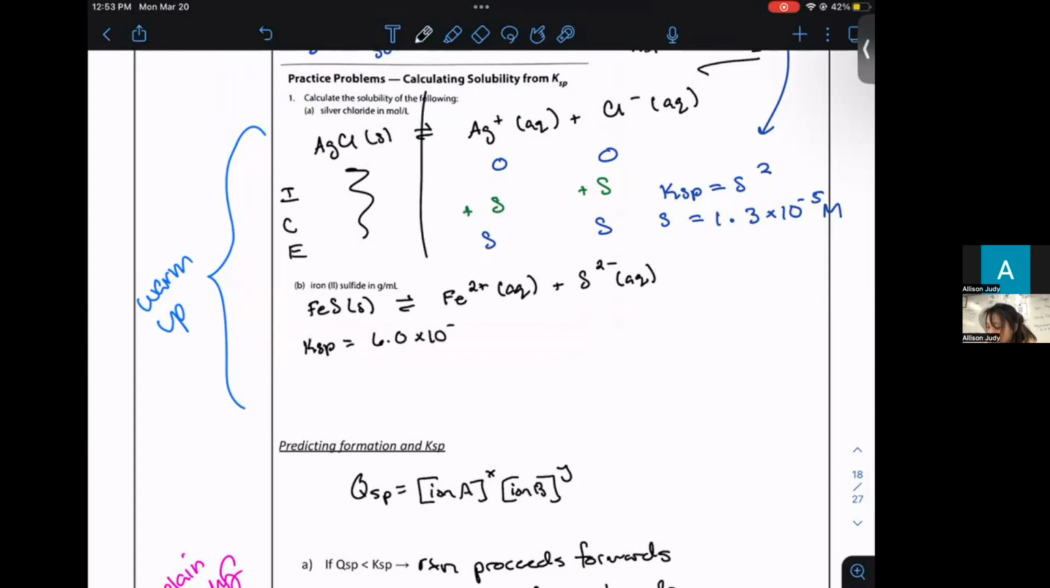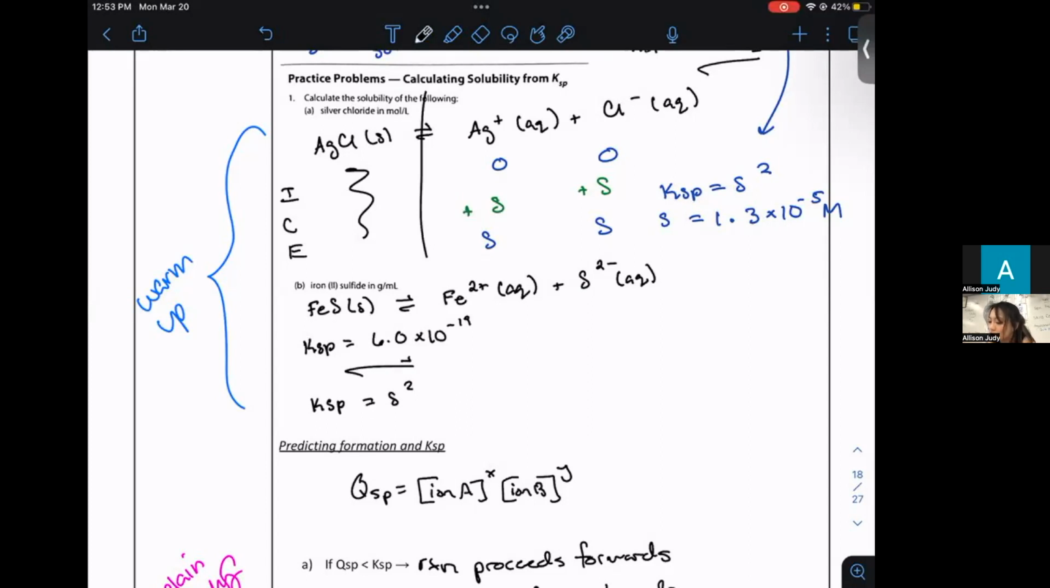6.0 times 10 to the negative 19th, which again tells you that we are way, way, way in favor of the reverse, keeping the solid, and very not much in favor of the forward dissociation process. Okay. And what you should have gotten is, again, the setup that it was equal to S squared, because if you were to do the table, you would have gotten S, S as your change, and stoichiometrically speaking, it is a 1-to-1 ratio of ion to reactant. So you would have gone S, S as your equilibrium.